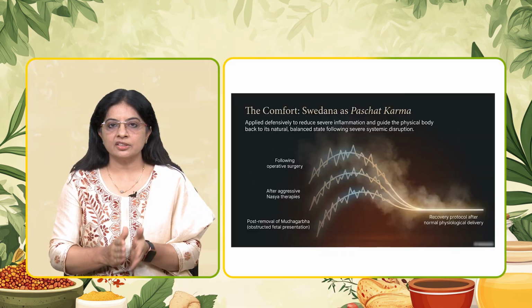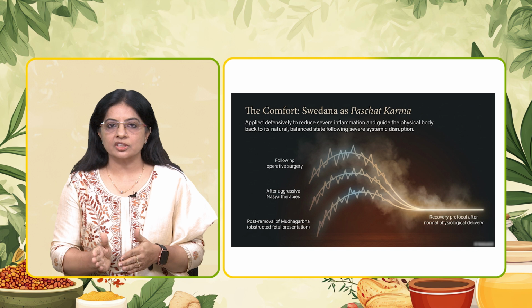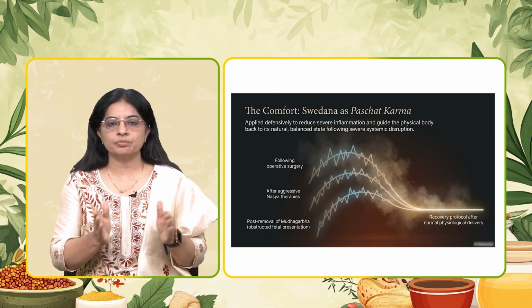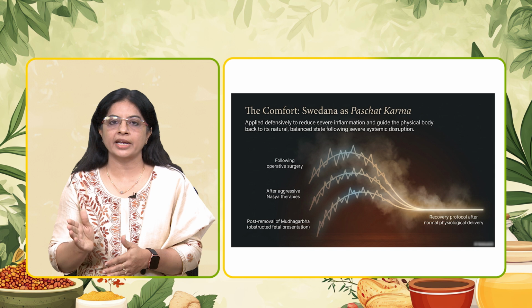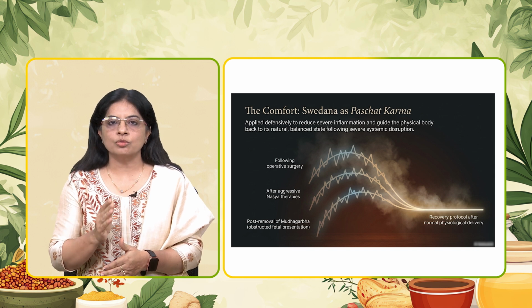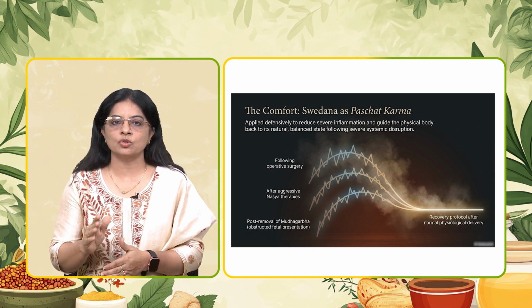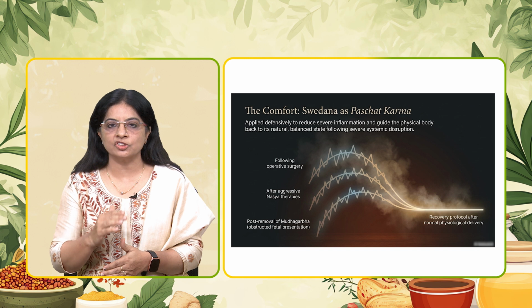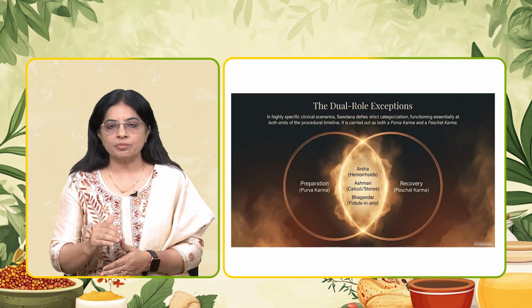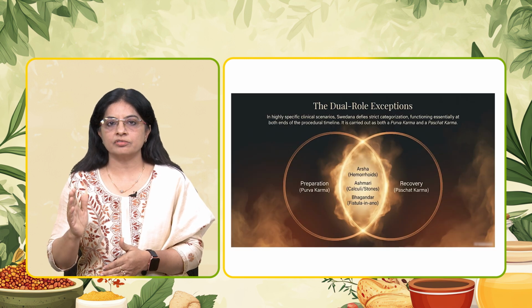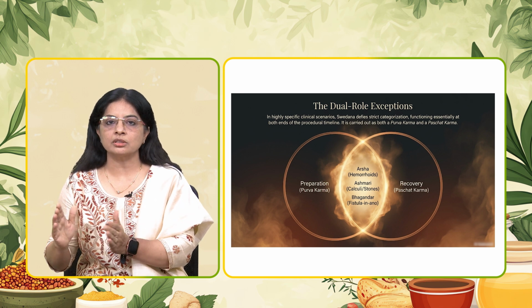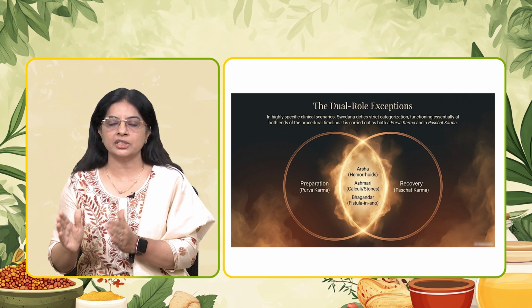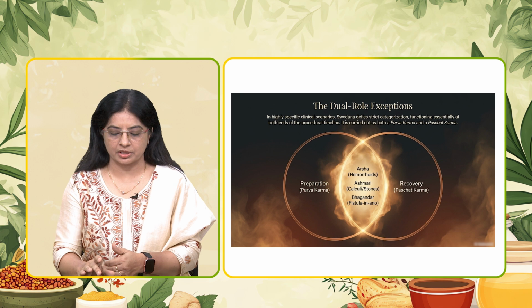We can apply this Swedan therapy as a Paschat Karma, for example, after the procedure of Nasya, after the removal of Mudhagarbha and after normal delivery, to reduce the inflammation and to bring the body to its physiological state. In some conditions, we can apply the Swedan procedure as both Purva and Paschat karma, for example, in Arsha, Ashmari and Bhagandar.